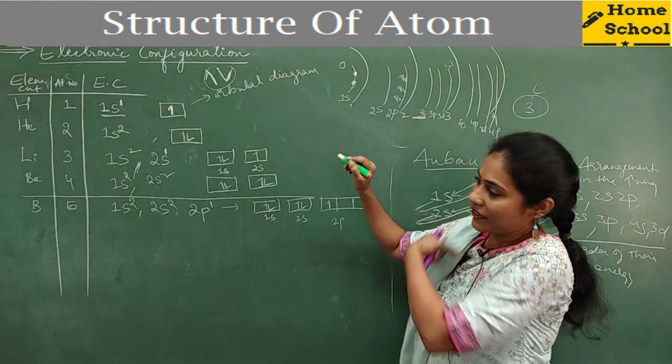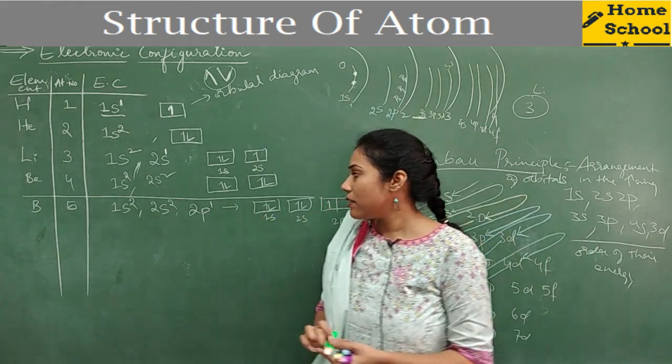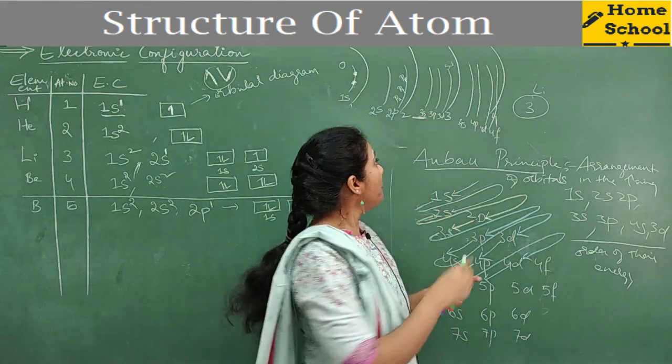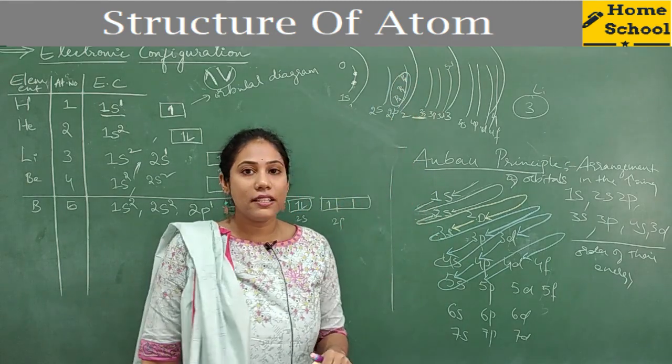Clear, everybody? Fine. And now the 2p orbitals, the 2p subshell. See, the 2p subshell will have 3 p orbitals, right?